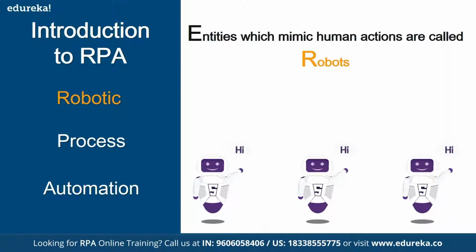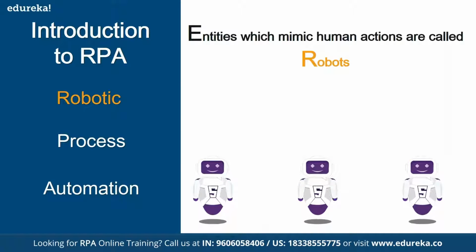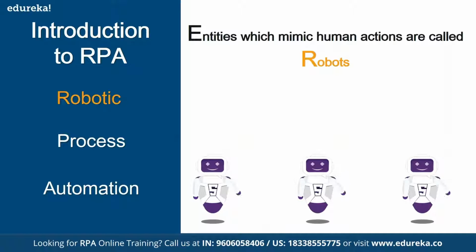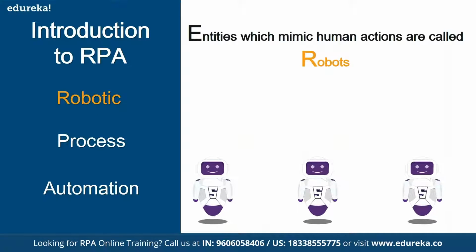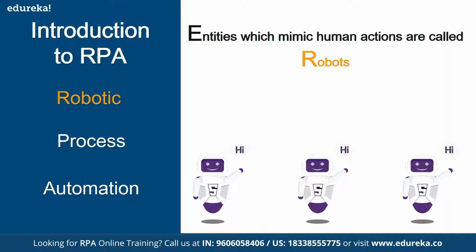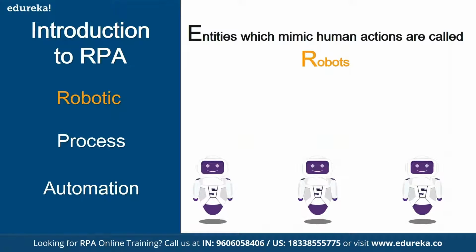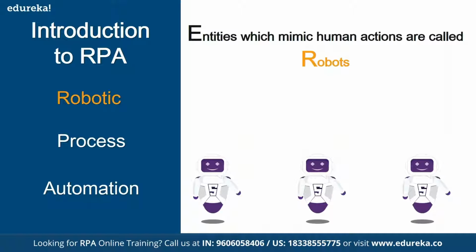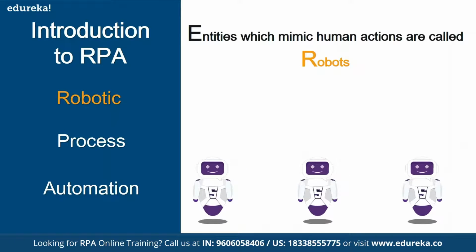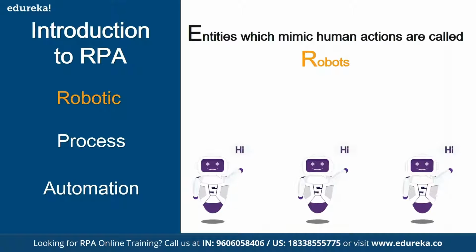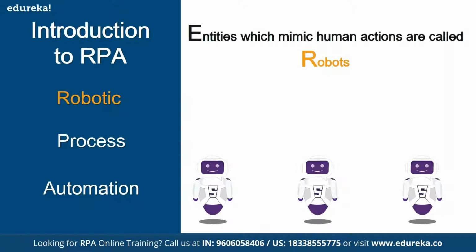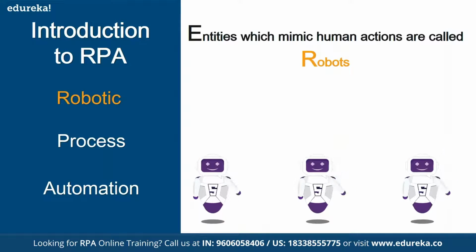A robot, in simple layman words, is software. You install a particular software on your computer. Microsoft Office is a software; you install that on your computer and use its features. Likewise, RPA is also software, and in that, a robot is a software entity. It's a software entity which mimics human actions.